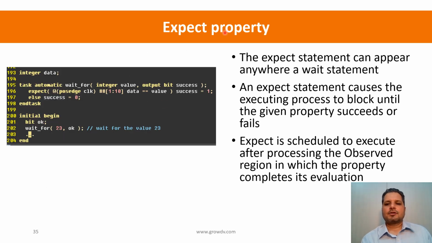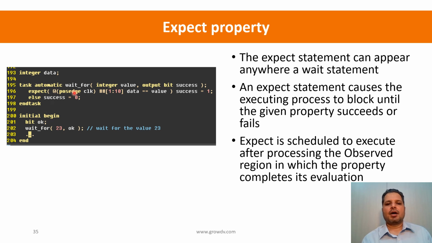So we have the expect directive. An expect statement can appear anywhere you use your built-in wait statement. It's equivalent to that. The expect statement causes whatever process is calling the expect statement to wait for the property to succeed or fail, either of them. It will wait for it to succeed or fail.